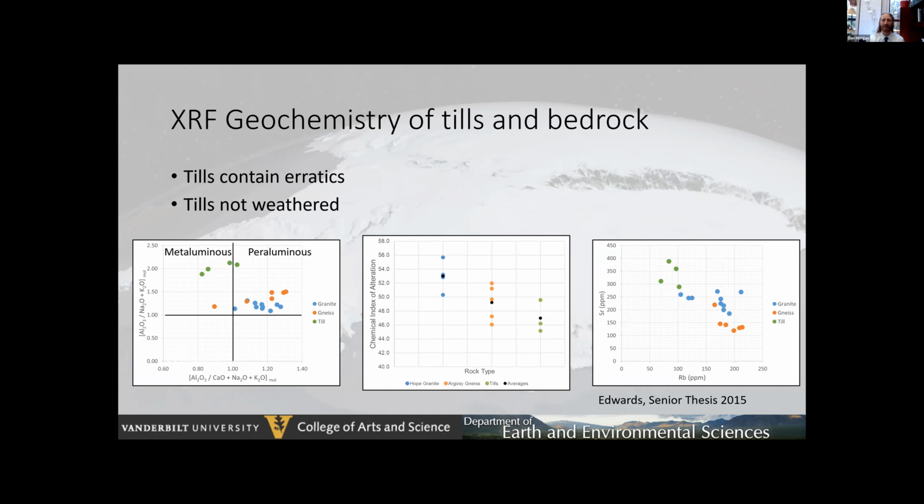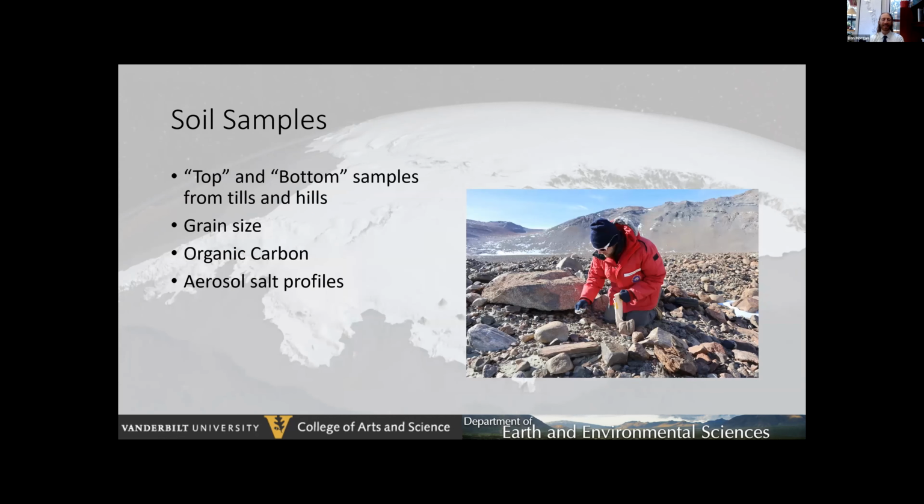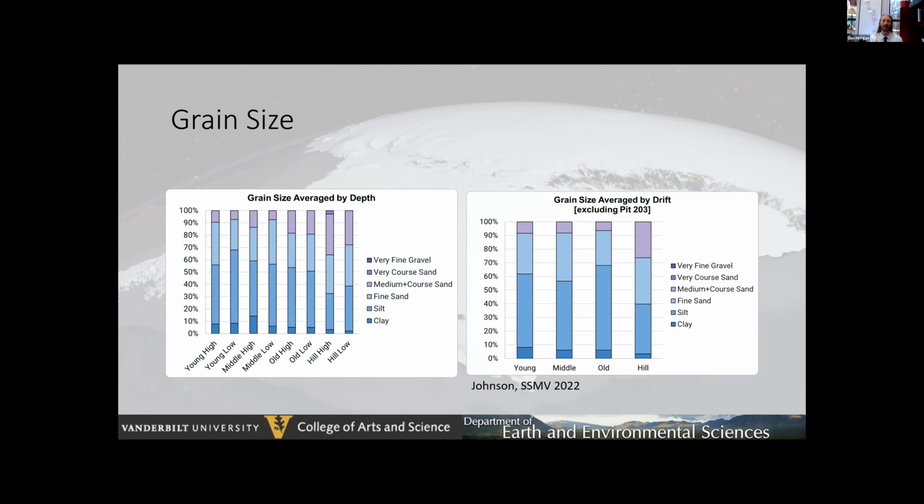I'm going to cruise a little bit here in the interest of time, but through a bunch of our soil samples, we collected upper samples we called tops. These were often 3 to 10 centimeters deep. And then we would collect bottom samples, which were more like 20, 30 centimeters deep, in all the tills, as well as from some of the hills that were beyond the glacial limit. One of my students is a high school student who looked at grain size and organic carbon measurements on them this summer. So looking at the grain size, yeah, you can see that it's interesting.